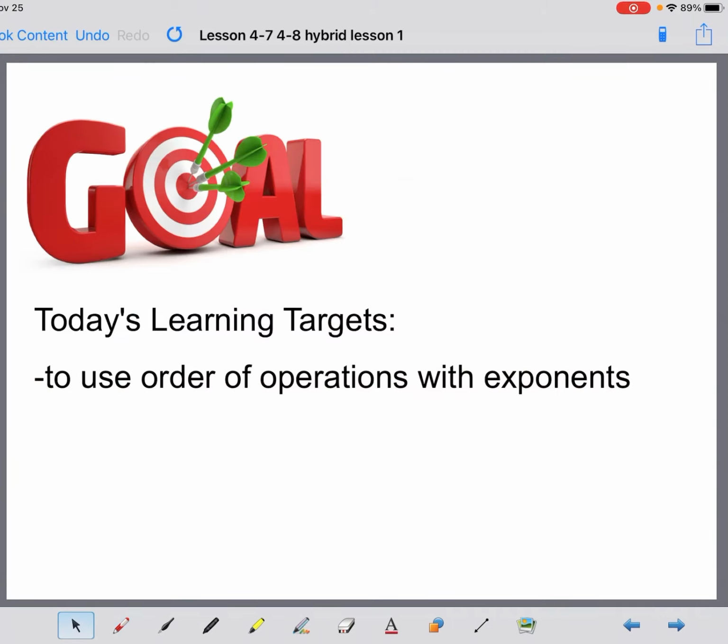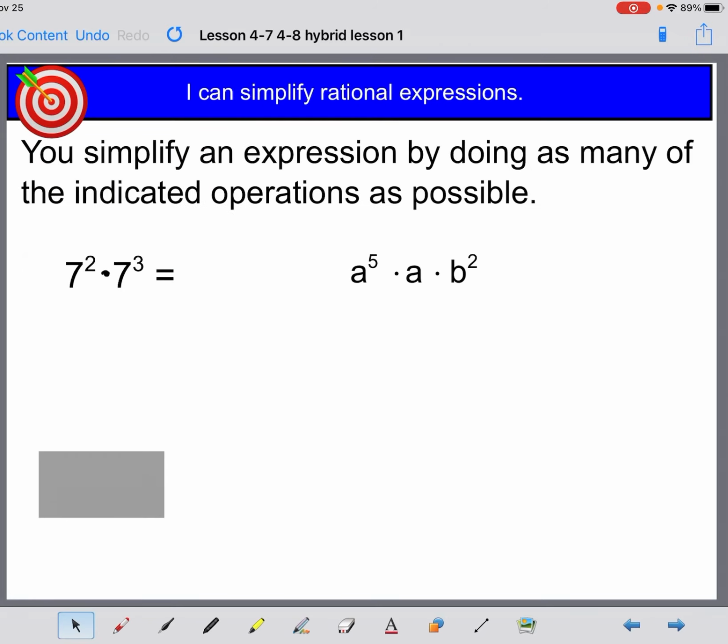Today's learning target is to use the order of operations with exponents. We're going to start by reviewing how to work with exponents. You can simplify expressions by doing as many of the indicated operations as possible.